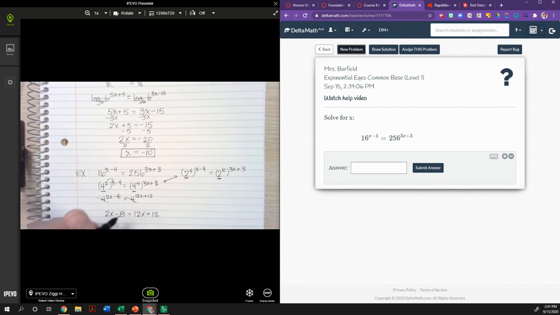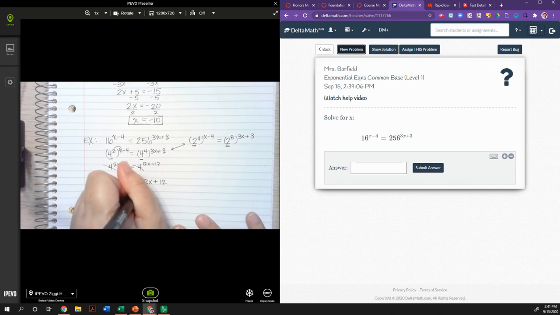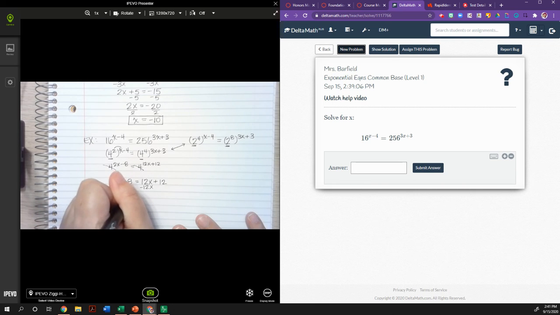So I'm going to subtract 12x. You could have subtracted 2x. So negative 10x minus 8 equals 12. I'm going to add 8 to both sides. So I get negative 10x equals 20. Divide by negative 10. So x equals negative 2.